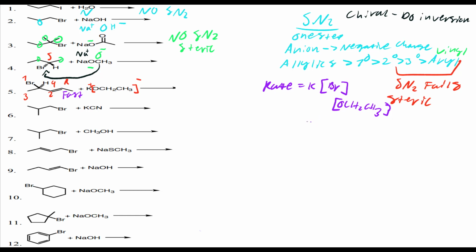What's the rate? Well, I said that I increased bromine by 2, I increased oxygen by 2. What's 2 times 2? Well, that's 4, so the rate should go up by 4 times. If I increased oxygen by 3, what's the rate? Well, 3 times 2 is 6, so it should be 6 times faster. And so that's what an SN2 reaction is.